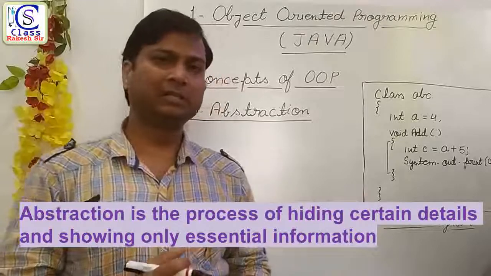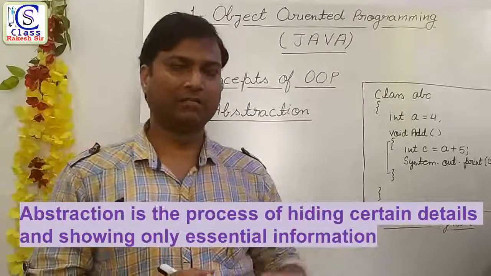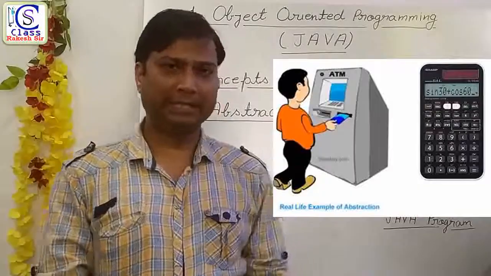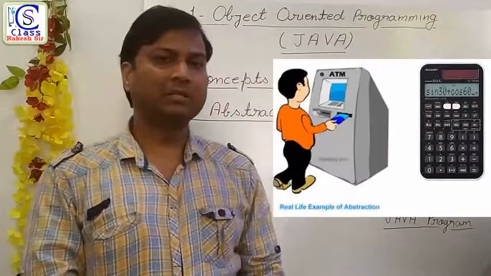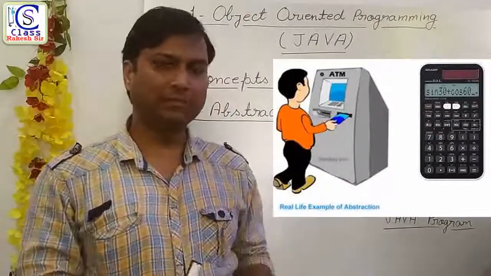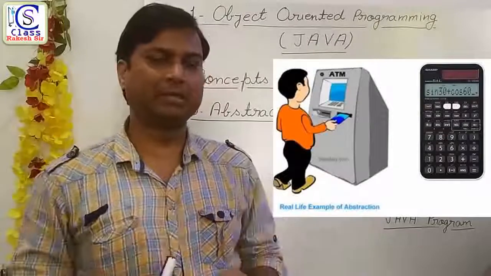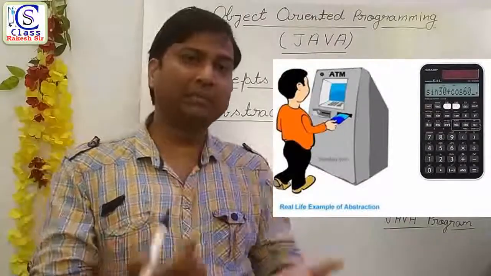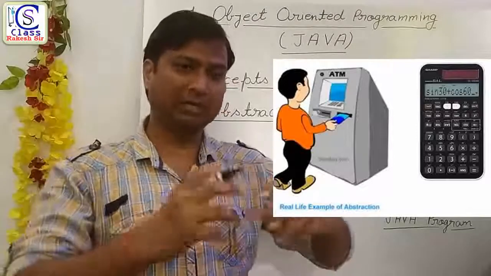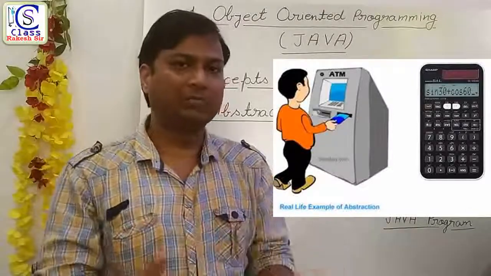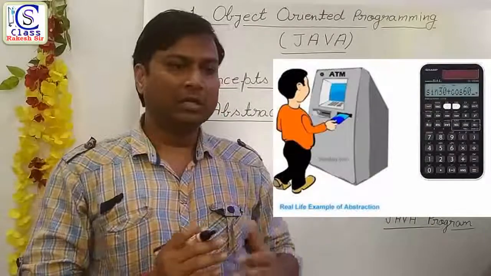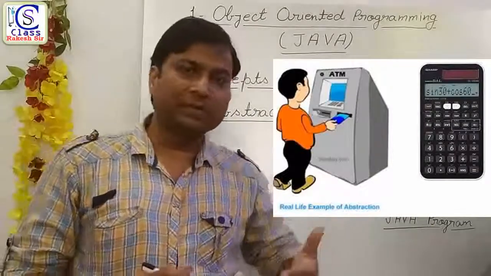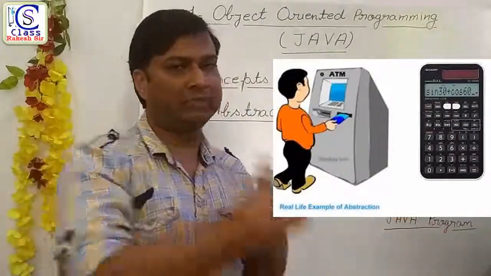What does it mean? Let's take a real-world example. Have you seen an ATM machine? In an ATM machine, you only use buttons, right? You insert a card, press the buttons and it gives the money. But how does it give the money? What is working in the background? Can you see it? No. So you are using the essential feature without seeing the background features.